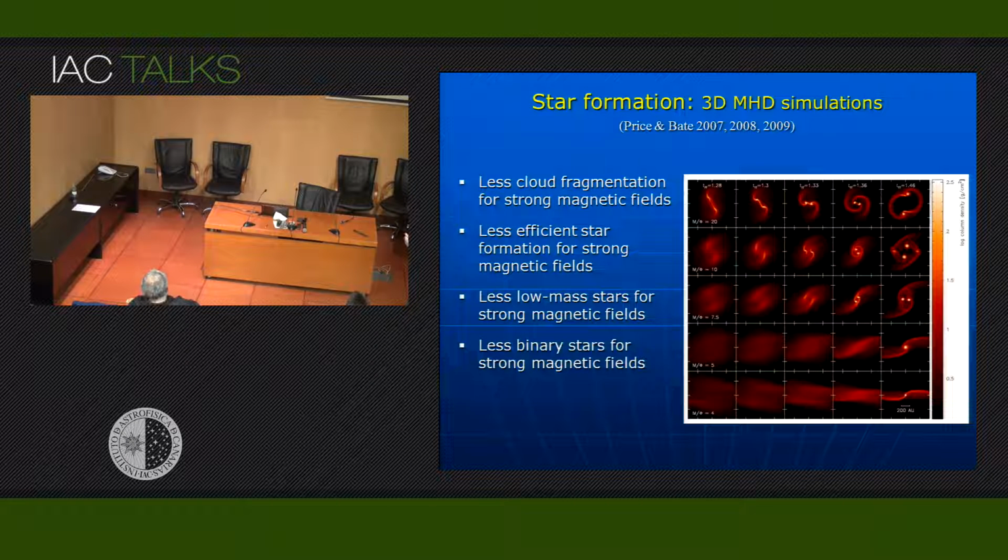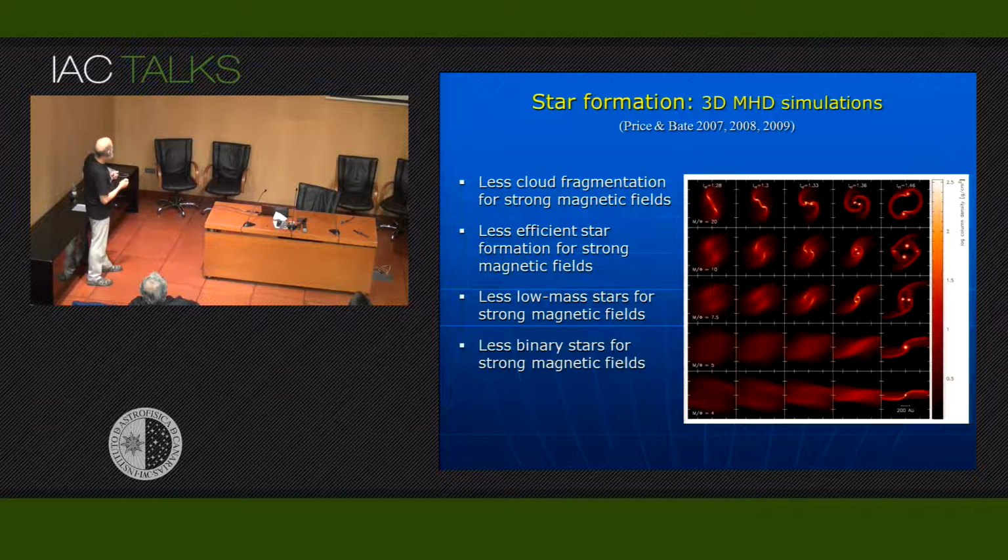So these are different. Let me look at this again. This is different m over phi's here. Let me look at that again myself. I don't remember myself now. So this is probably the strongly magnetic case. This is a non-magnetic case, and you see that the cloud.